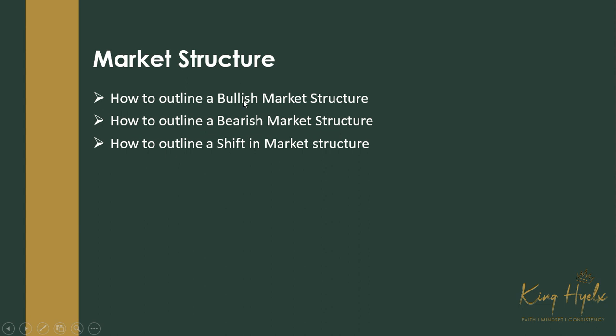So assuming we were bullish, how will you be able to outline when we have shifted from bullish market structure to bearish? So basically, how do you outline when price is indicating that it's no longer offering higher prices, but it's going towards lower prices? That's what we mean. So let's hop onto the chart and I'll show you all that.